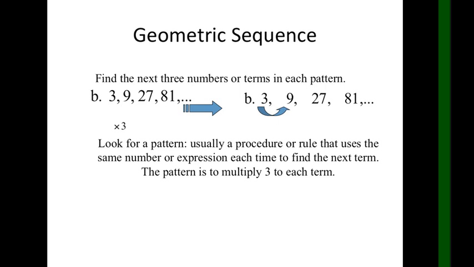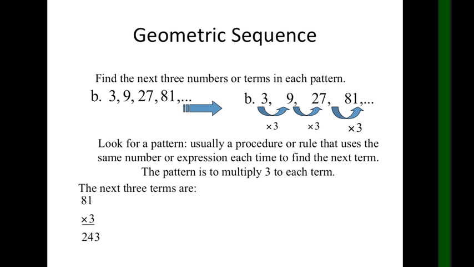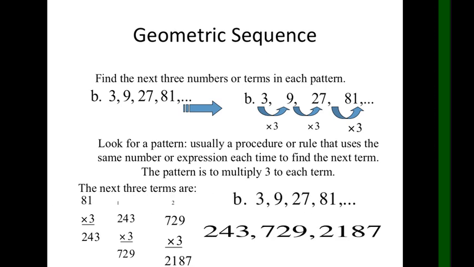So we have 3 times 3 is 9. 9 times 3 is 27. And 27 times 3 is 81. The question is, what will be the next three terms? So we have 81 times 3 is 243. 243 times 3 is 729. And 729 times 3 is 2187. Therefore, the next three terms are 243, 729, and 2187.